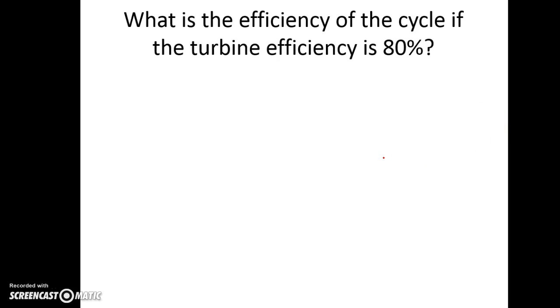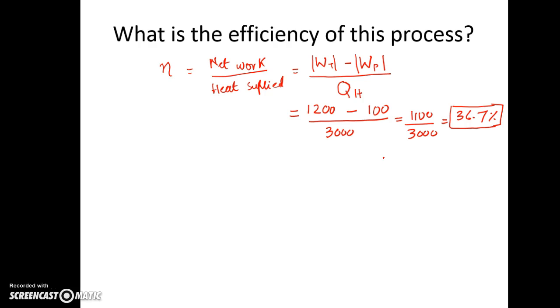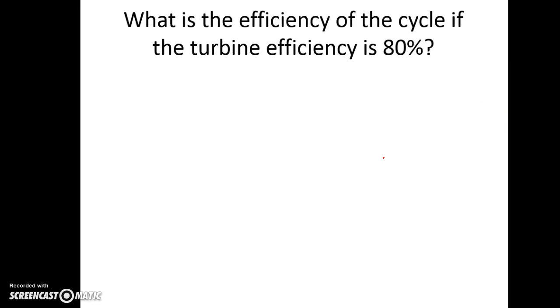So now let's ask the question, what if our turbine was 80% efficient? The efficiency we calculated, 36.7%, was assuming a reversible turbine in an ideal case. But now the turbine is not ideal. In fact, it's only 80% efficient. So our efficiency equation remains the same. Work turbine minus work pump over QH. Again, this is net work divided by heat supplied.